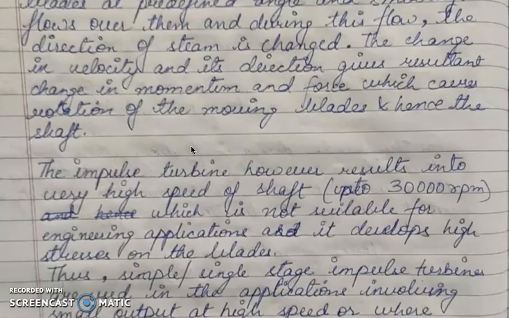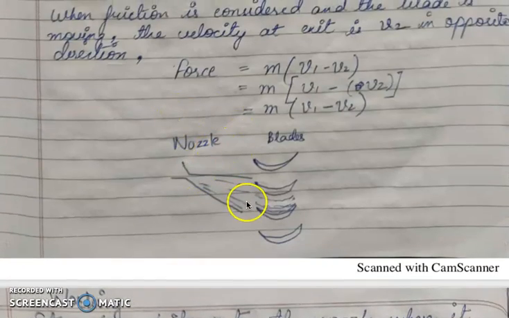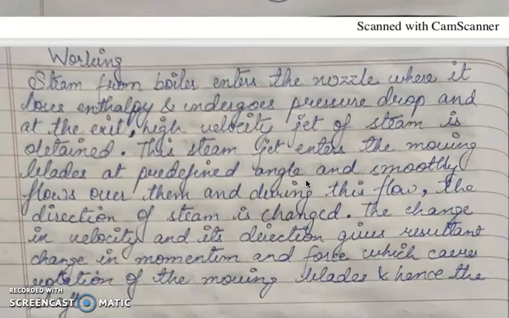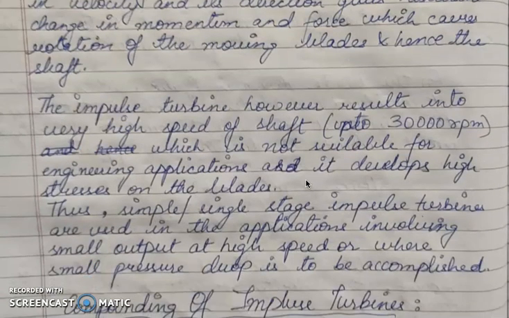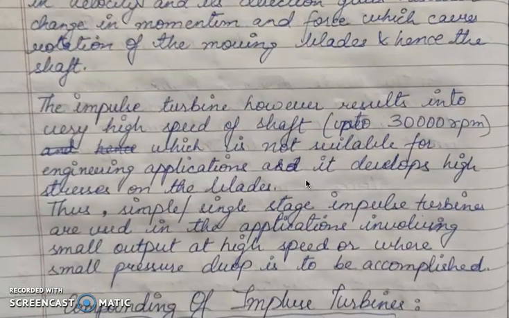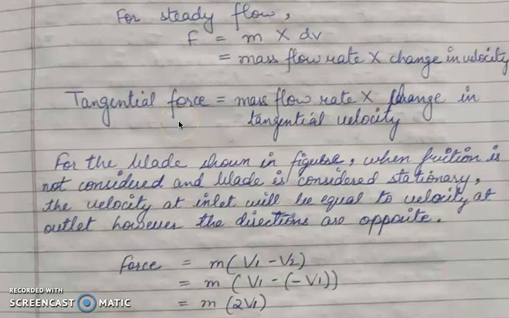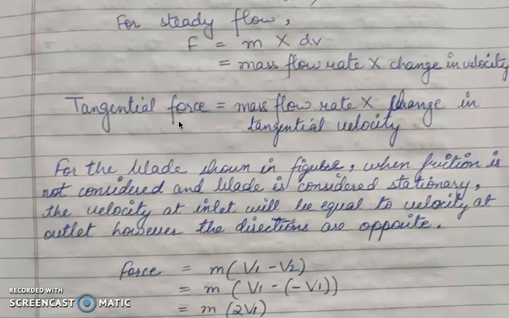As we have discussed, steam will come from the nozzle and glide over the blade, then come in this direction and go out in this direction, and hence the change in momentum will push the blades, and the blades mounted on the rotor will rotate. In this way the mechanical energy or rotational power is obtained. In an impulse turbine, the change in pressure does not take place in the moving blades. It takes place only in the nozzles.